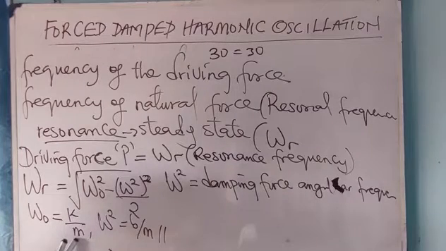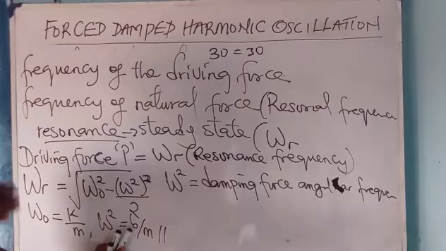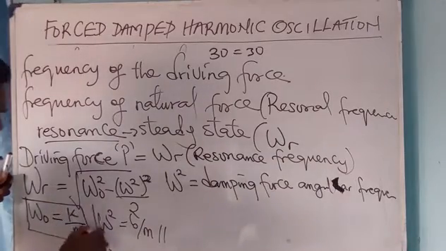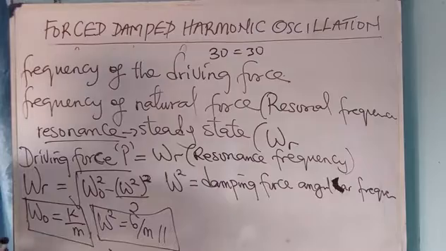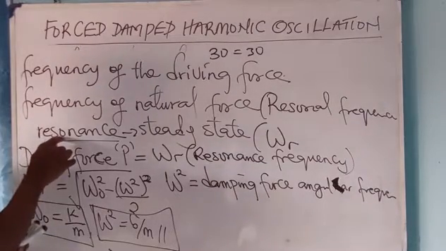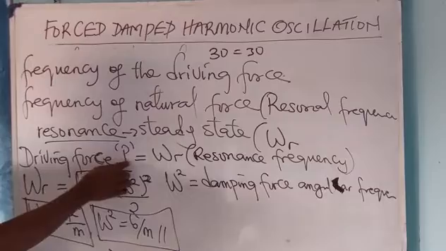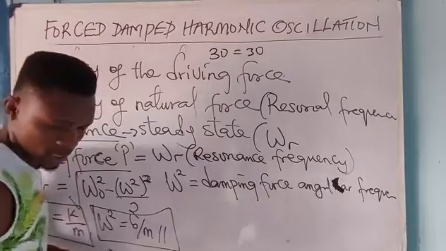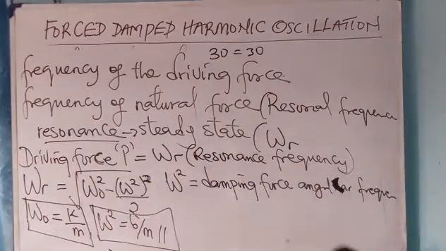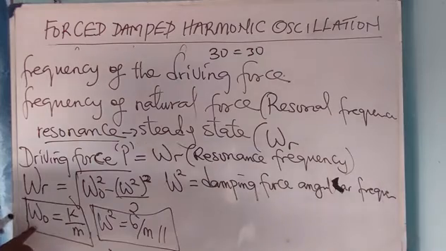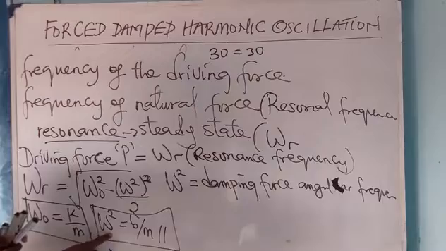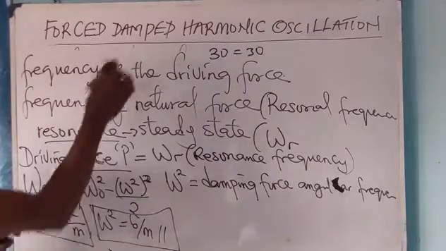M is mass, and B here means damped force constant. Do not forget that. I've given us three formulas that we need to tackle questions. At resonance, the driving force, which is P, is always equal to the resonance frequency. Natural frequency is K over M, while damping force angular frequency is B over M.